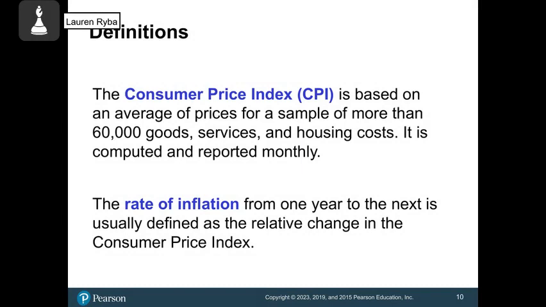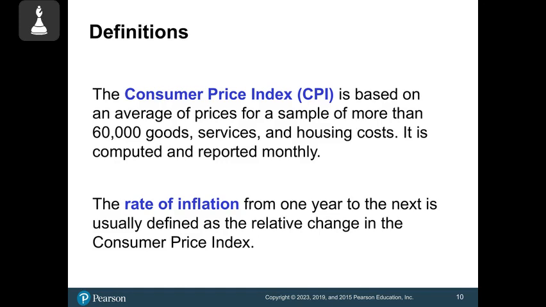So we get to the point where we now have what's called the Consumer Price Index. This is called the CPI. And rather than just looking at one item at a time and calculating the price index, we look at an average of more than 60,000 goods, services, housing costs, and things like that to create a general price index to represent everything that we use. So we will talk about that CPI.